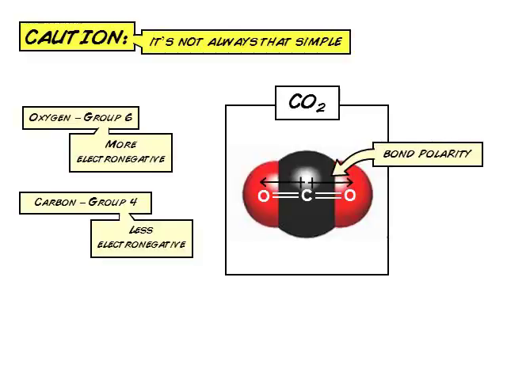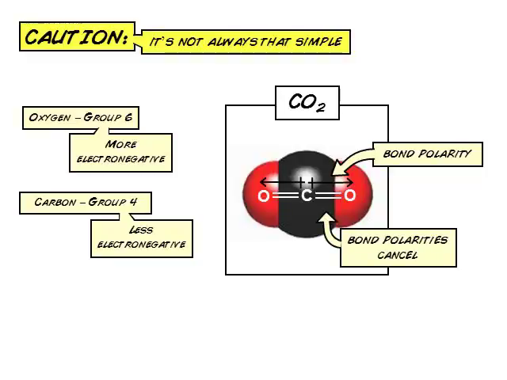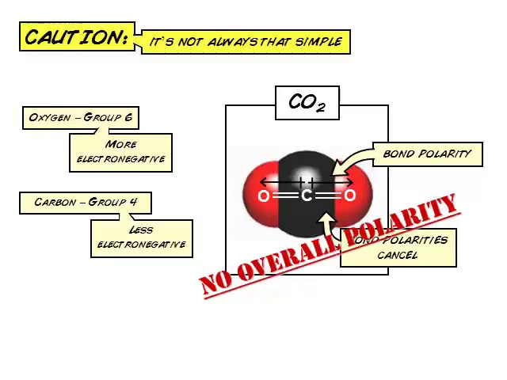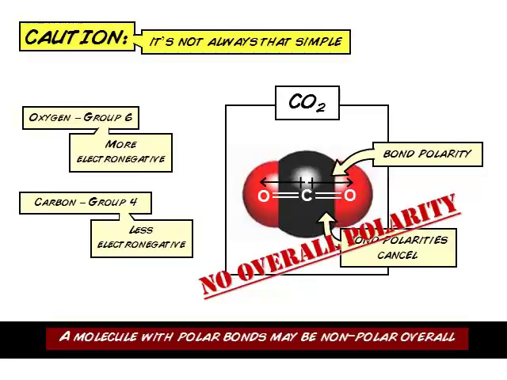In terms of bond polarity, the oxygen pulls electron density from the carbon-oxygen bonds towards itself, leaving the carbon with a slight positive charge and each of the oxygens with a slight negative charge. However, these two bond polarities are opposite to each other, which means they cancel. There is no overall polarity to the CO2 molecule. A molecule with polar bonds may be overall non-polar if the bond polarities individually cancel each other.